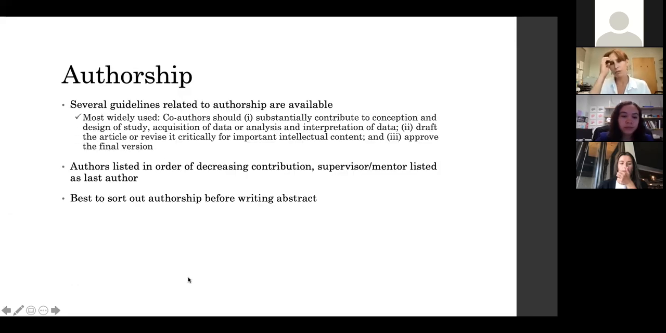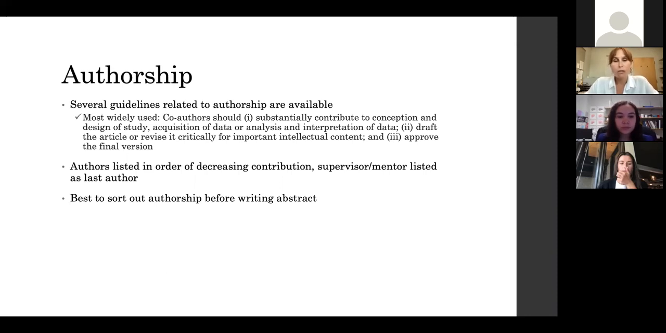Okay, and authorship. So you've written your abstract. How do you approach authorship? There are several guidelines that are published on authorship. The journals will have specific criteria, which can be found on the journal website.